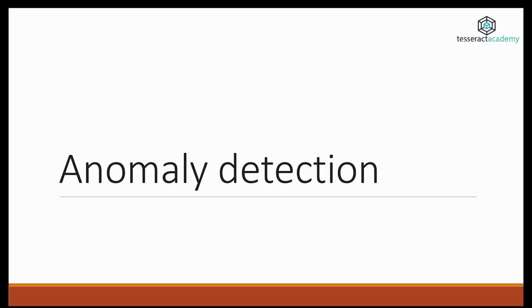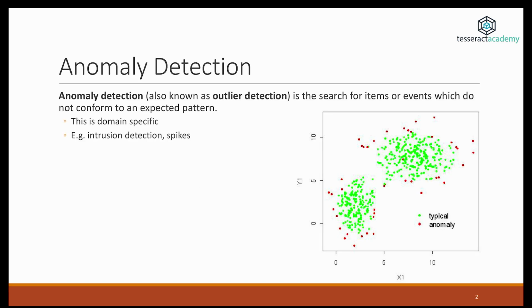In this video, we're going to be talking about a very interesting area of machine learning. We're going to talk about anomaly detection. So anomaly detection, or outlier detection, as it is sometimes called, is the search for items or events which do not conform to an expected pattern. So you can see an example of this in that image. Now you're going to ask me, what is the expected pattern? Well, this is domain specific, and we'll see some examples later on.